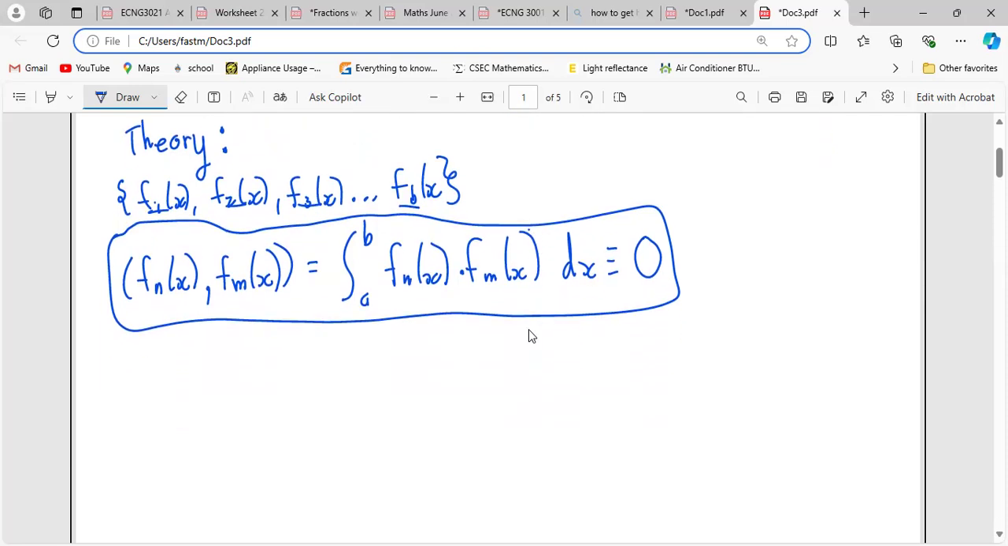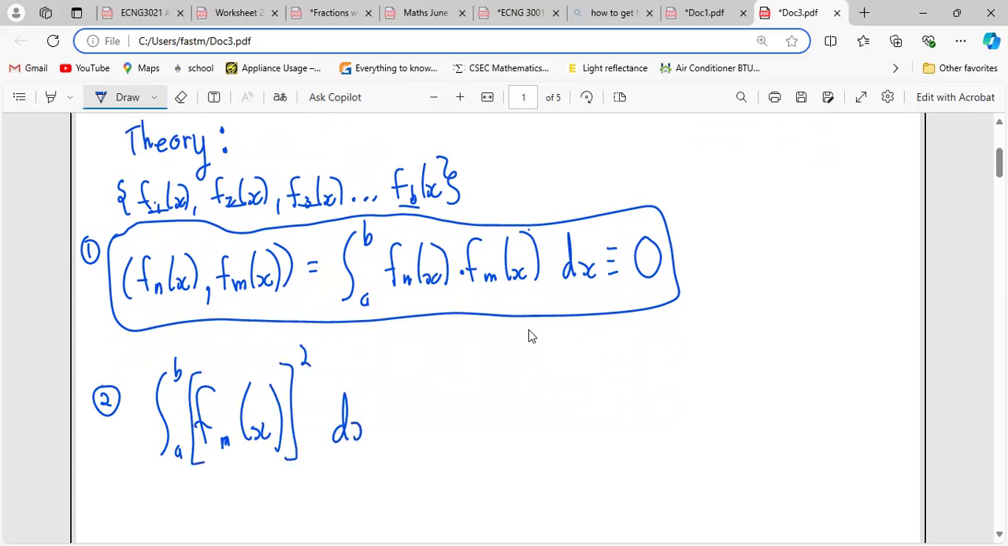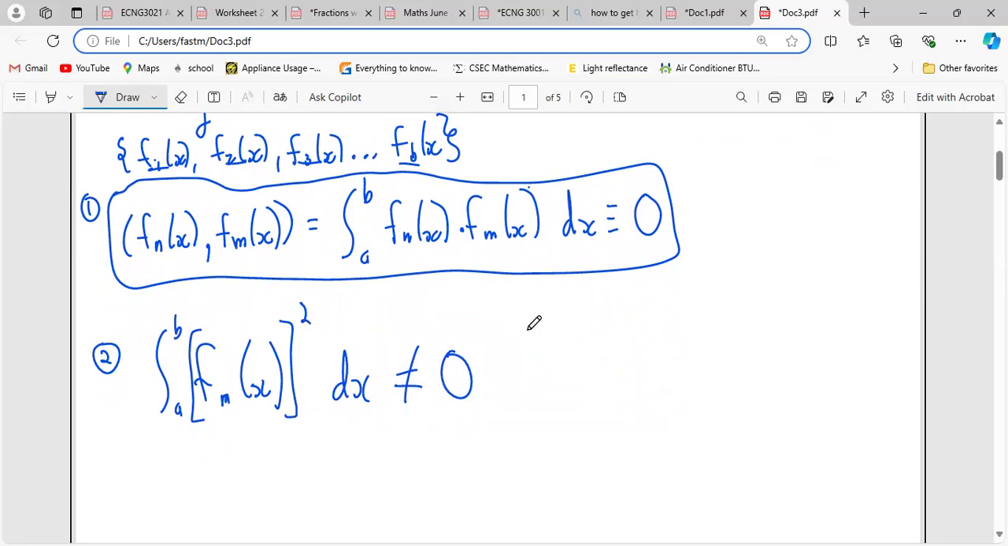All right, so that's the first thing. The second one is if you integrate across the interval any function, so you can say fm of x could be anything, in a square bracket, squared, dx. For this one, it cannot equal 0. The first one is okay to prove.